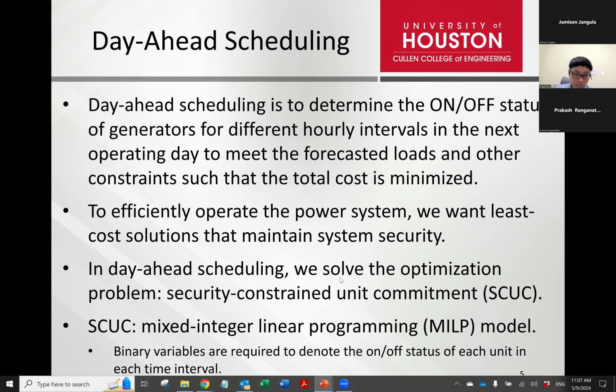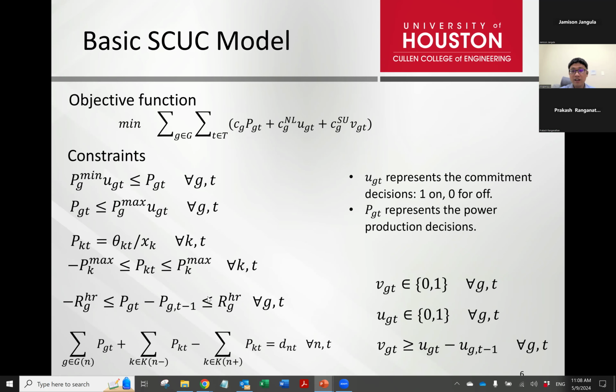How do we achieve that? We need to formulate and solve an optimization problem, which is named security constrained unit commitment. Mathematically, SCUC is a mixed integer linear programming model. There are many binary variables that are used to denote the on-off status of each generating unit. On this slide, I just show you a very basic version of the SCUC model. We try to minimize the total cost, subject to different system restrictions plus reliability constraints. This is just a basic model; a practical SCUC model is much longer and more complex, but at least you can have an idea what the SCUC model would look like.